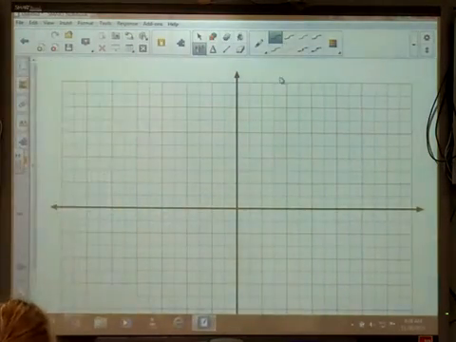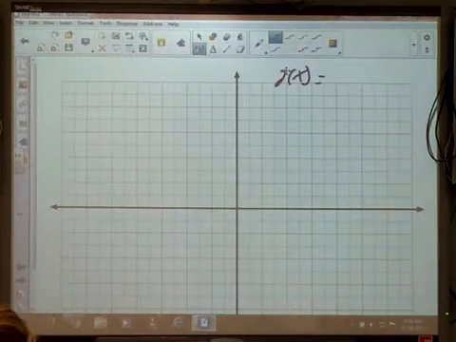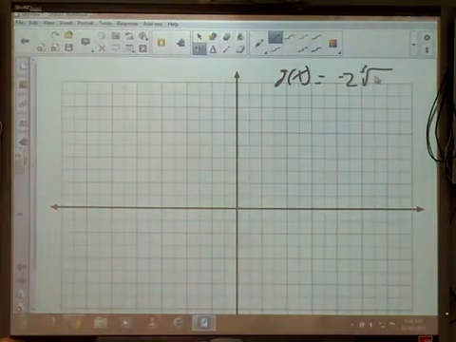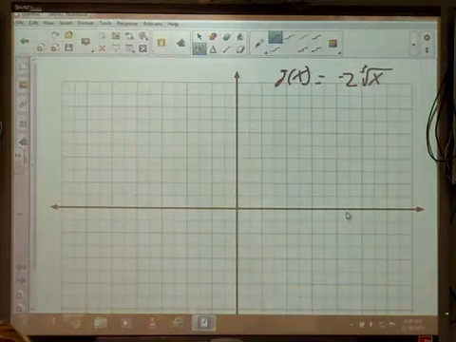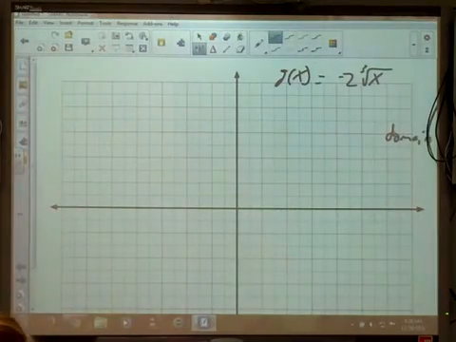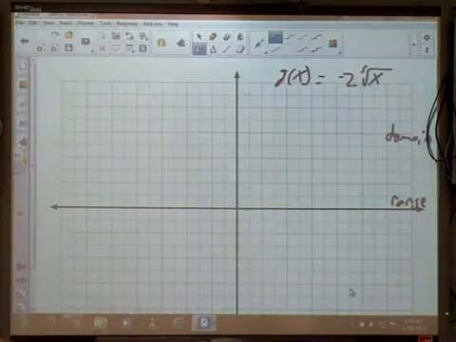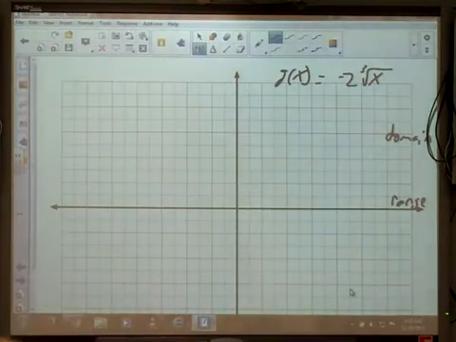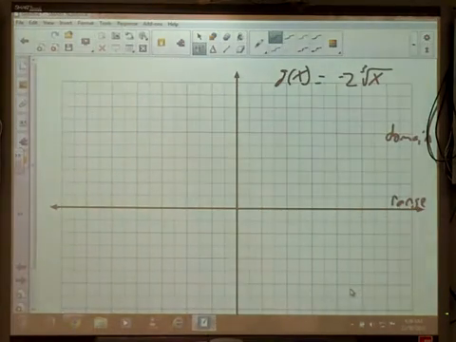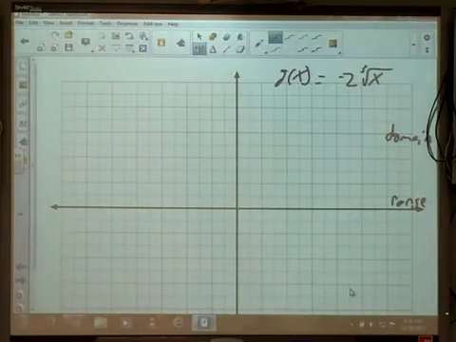Alright, this one says g of x is equal to negative 2 times the cube root of x. The directions are the same. We're going to graph, we're going to give the domain, and we're going to give the range. Okay, I'm going to give you a second, see if you can come up with something on your own on that one. Yeah, you can use them. I told you I would use it.